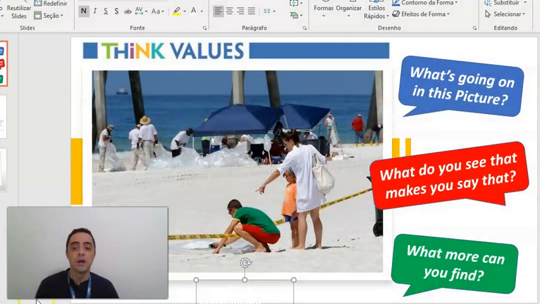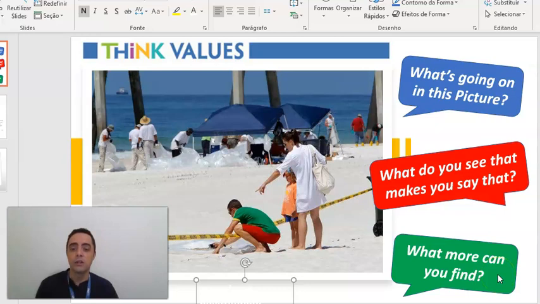Let's start our class with a picture that I found that is really interesting. So, this is the picture, alright? Then I have here some questions for you. What's going on in this picture? What do you see that makes you say that? And what more can you find?